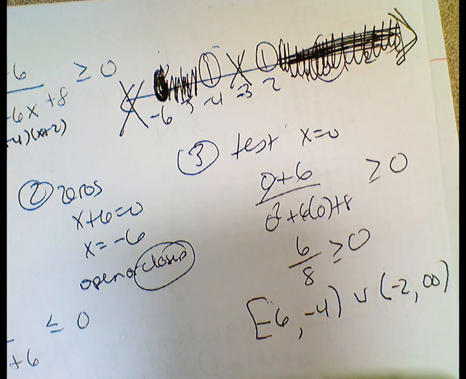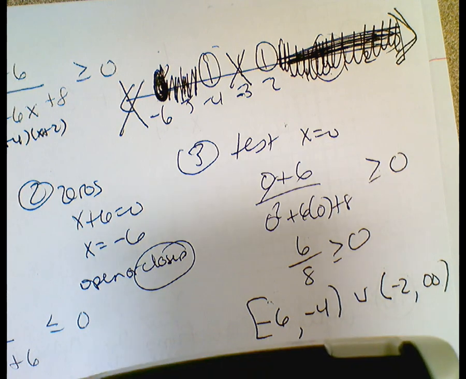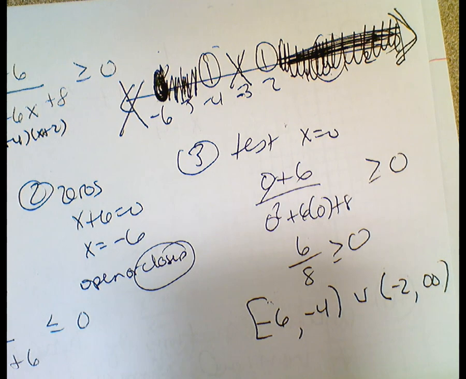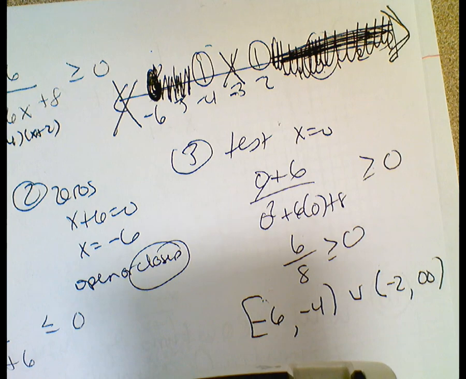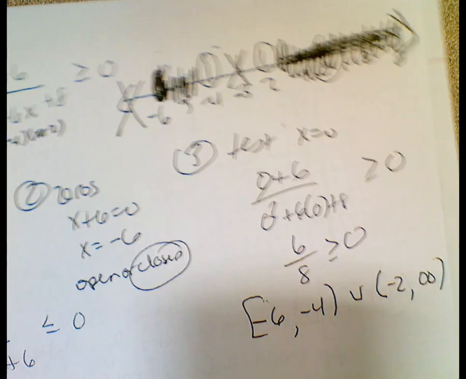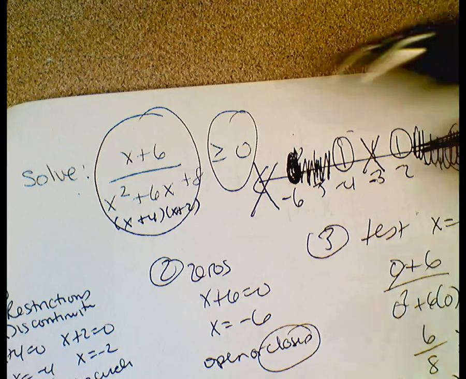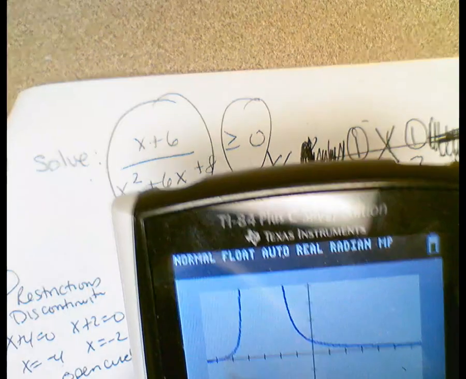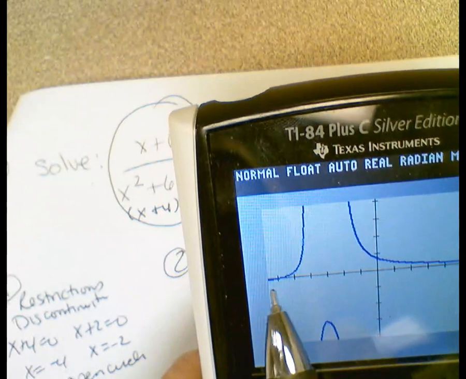Alpha y equals x plus 6 over x squared plus 6x plus 8. Graph. So they wanted to know when this whole rational function is greater than 0. That means above the x-axis. So do you see where it's above the x-axis? Both of these curves right here are above the x-axis. This one right here is below. So when is it above?